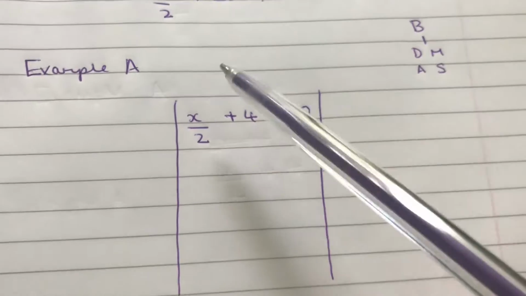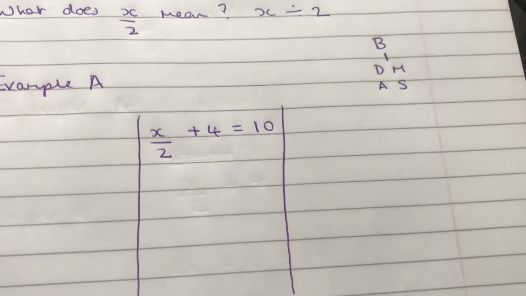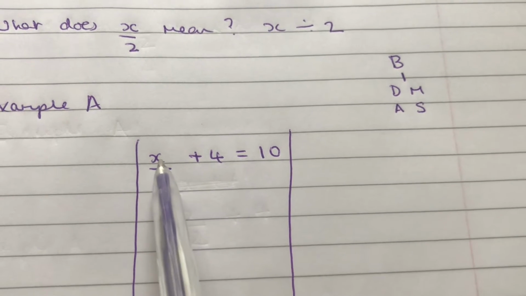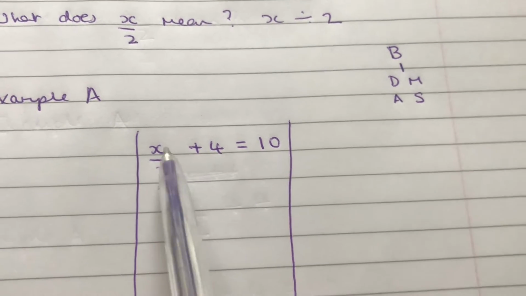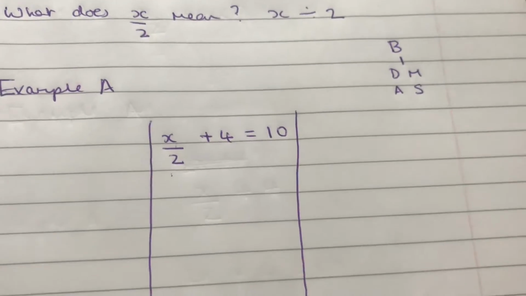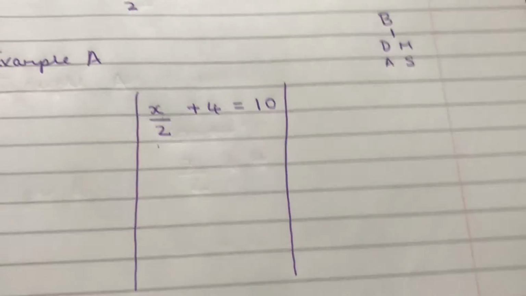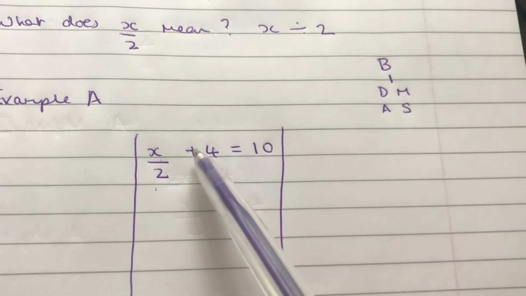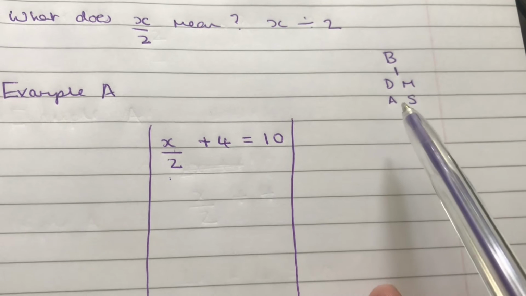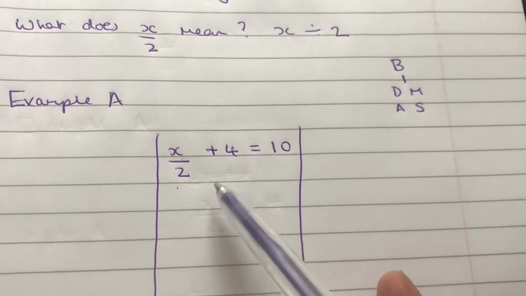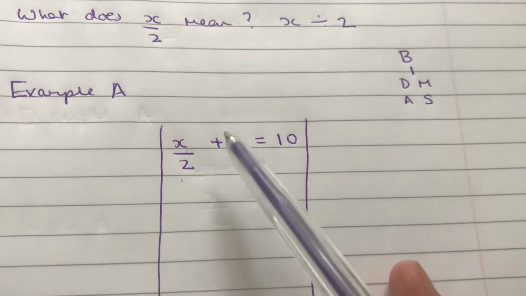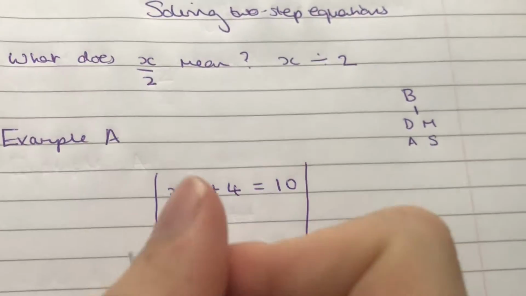And now we think about the journey x takes to get 10. So x is divided by 2, because x over 2 is the same as x divided by 2. And then 4 is added to reach 10. So that's the journey x takes. Let's think about the inverse of that journey. So we go backwards on our BIDMAS now. So addition comes first. So we do the opposite of add 4, which is subtract 4.